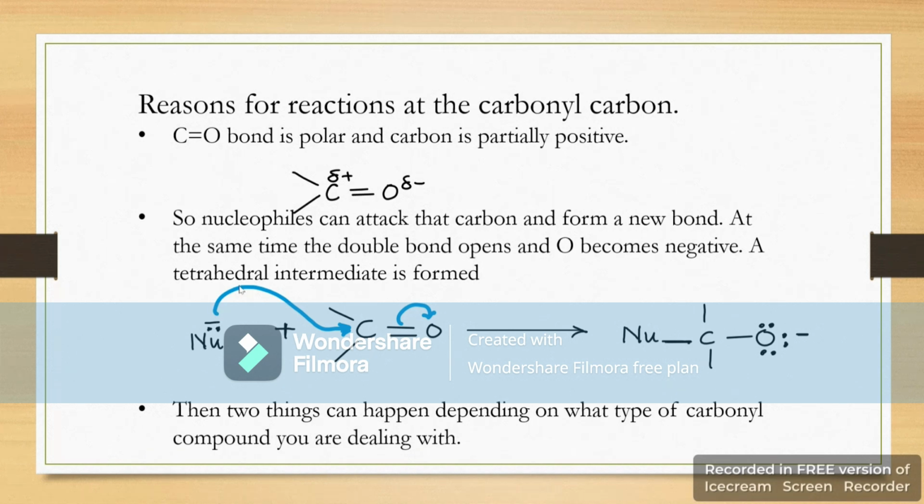A nucleophile attacks the carbonyl carbon, which is partially positive, and makes a new bond here, which is this one. Then the double bond opens and goes to oxygen, so that oxygen is now negative. At this point, after the formation of the intermediate tetrahedral ion, two things can happen, depending upon what type of carbonyl compound we are dealing with.